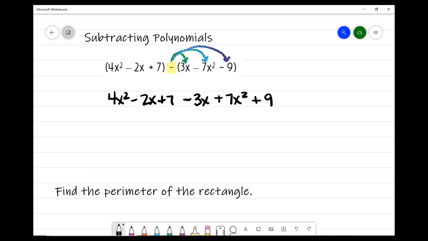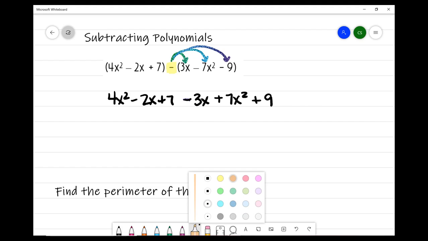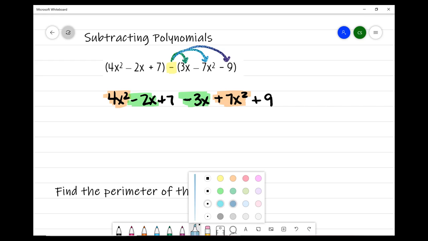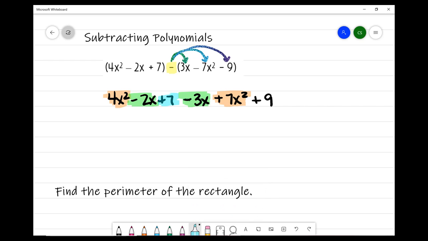Now this looks like what we just did. Now I can identify my like terms. Same variable, same exponent. Negative 2x and a negative 3x. And a positive 7 and a positive 9.